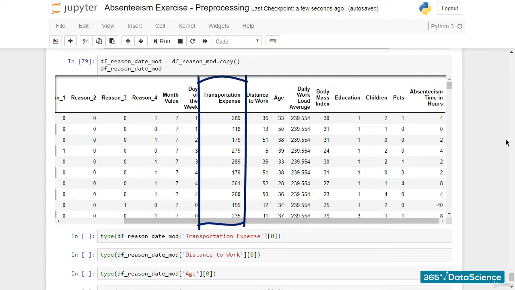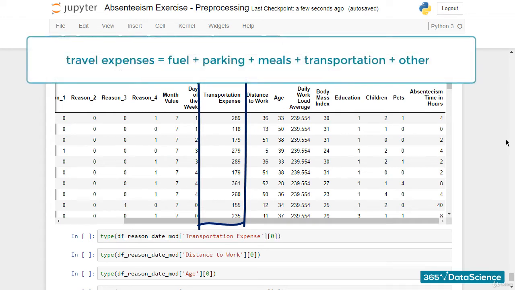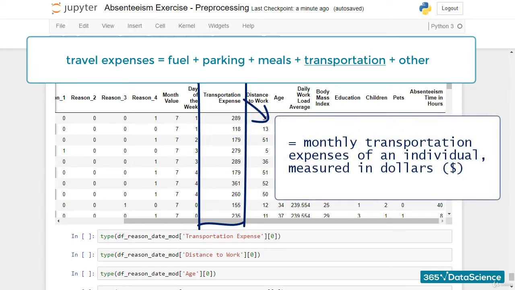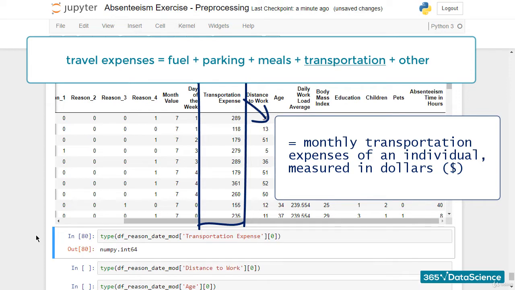Transportation expense is a subcategory of travel expenses. Travel expenses are costs related to business travel, such as fuel, parking, meals, and other charges an employee may claim for reimbursement. This means transportation is just one of those potential costs. In our table, this column contains monthly transportation expenses of an individual, measured in dollars. Checking the data type of the numbers contained within it, we see it is a NumPy int64, which means under transportation expense, we have integer values only.